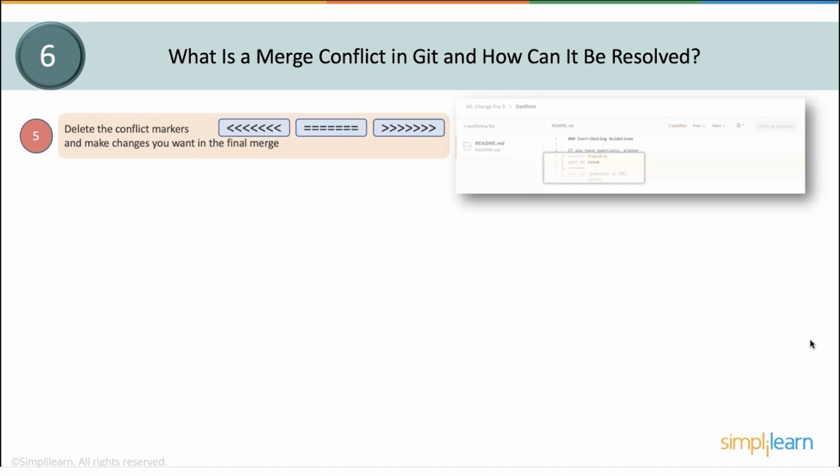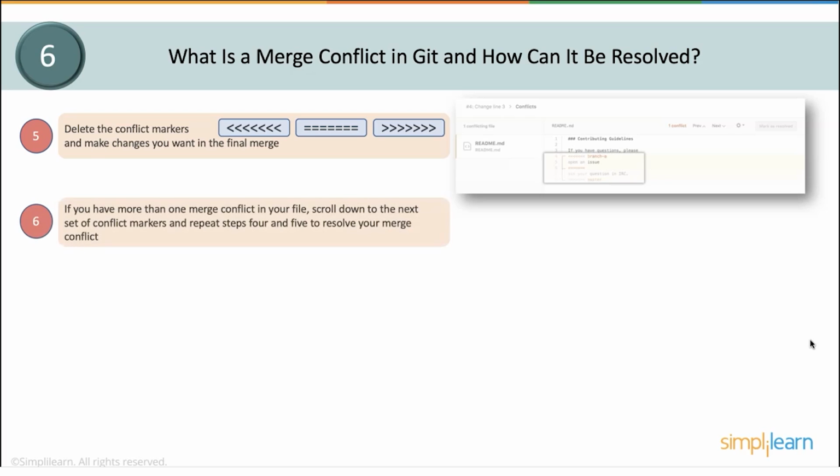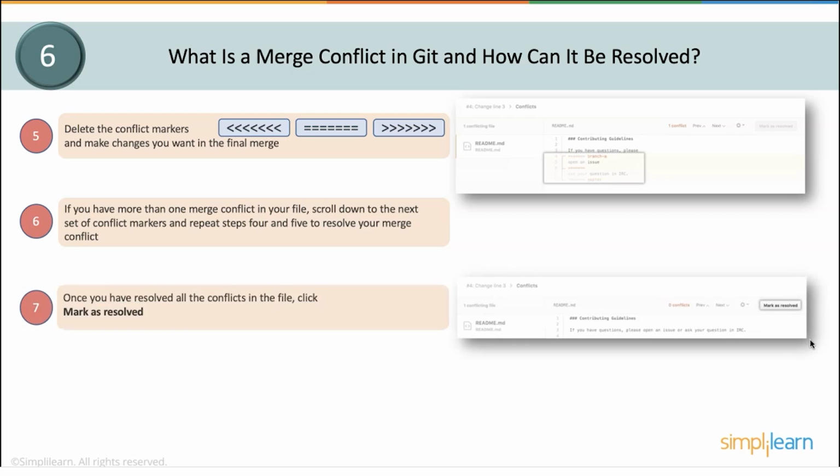Okay, so you can see messages with greater than, less than, and equal to signs. These are shown at the time of resolving. So you decide which one you want to take. If you have more than one merge conflict in your file, you just scroll down to the next set of conflict markers and repeat the steps. Once you resolve, the merge conflict will be taken care of.